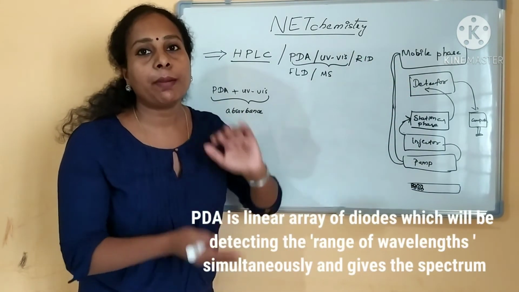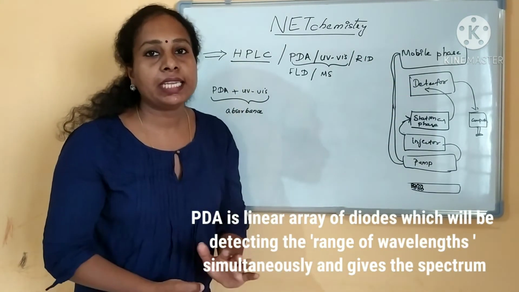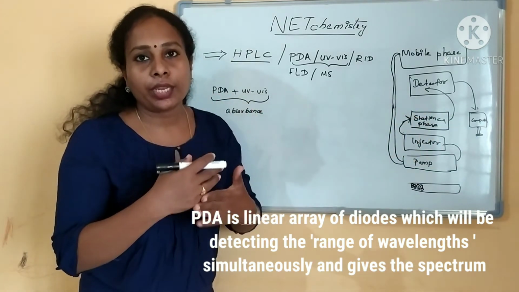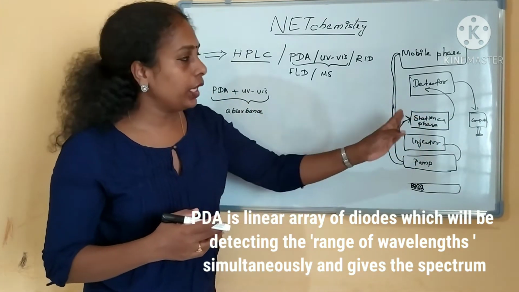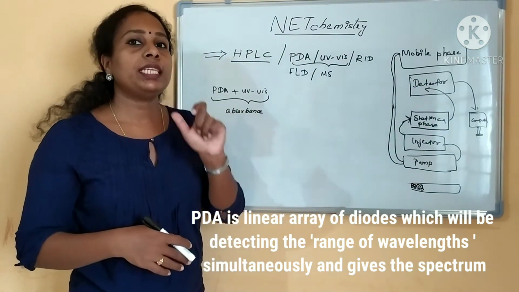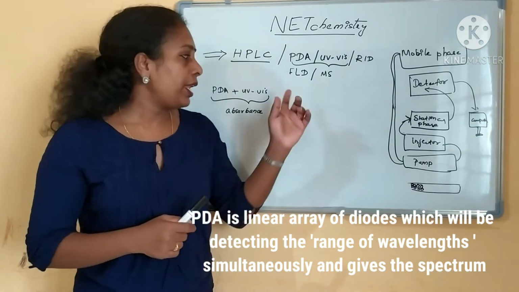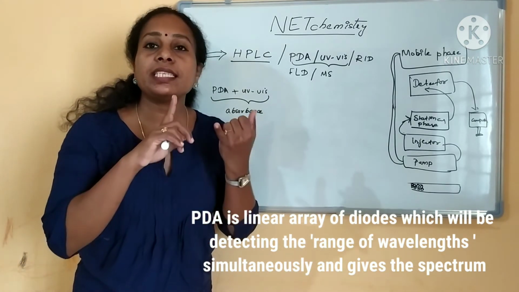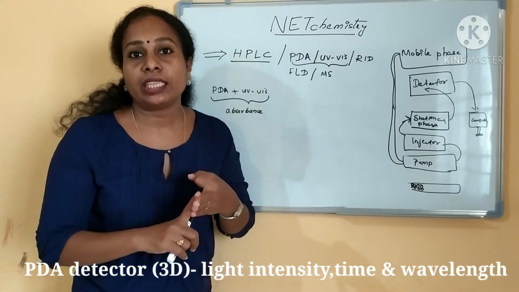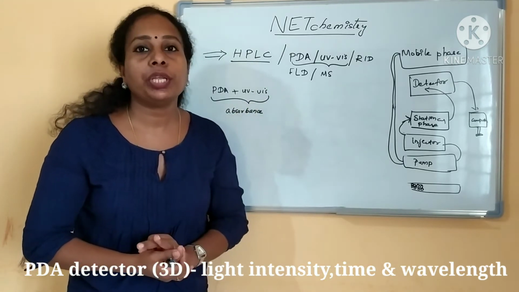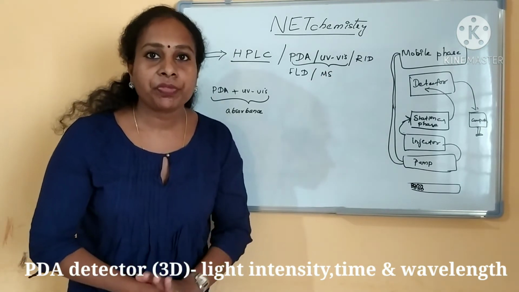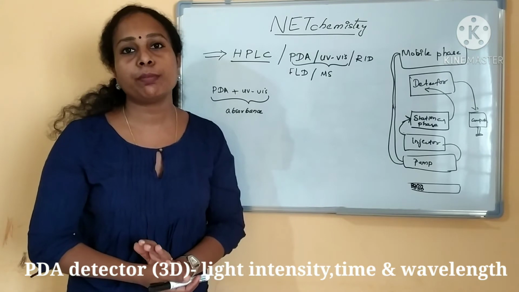When injecting a set of samples, if it is a mixture of aldehydes, the different components will elute at particular retention times. The detector will detect based on the wavelength of that sample, and you will get a graph of the intensity of light absorbed against time and wavelength. Based on that, you calculate the concentration of the analyte. Okay, clear? This is the PDA and UV visible detector.